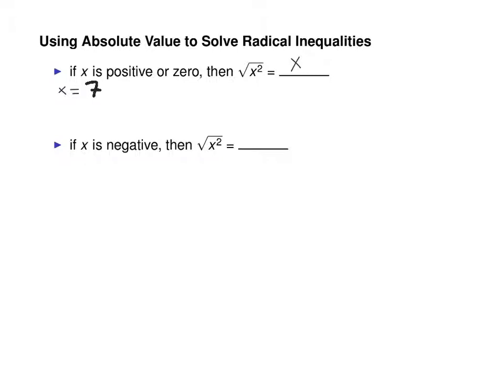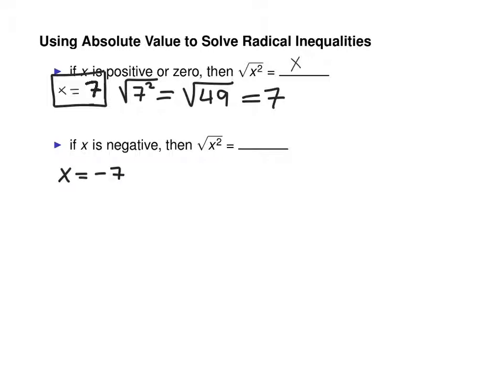Okay. So if we square root 7 squared, PEMDAS says first you square, right? So squaring the 7 makes 49, which then roots to 7. The point is that was the same number as what you put in, right? Now, what if the number you put in is negative? So what if your x equals negative 7? Then you have the square root of negative 7, the whole thing squared.